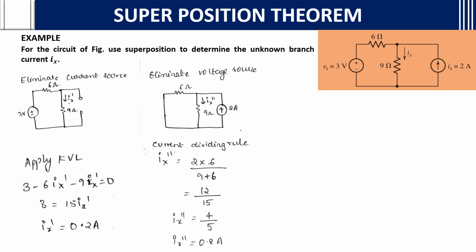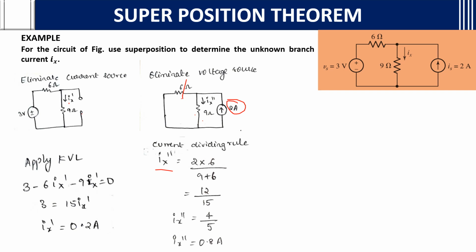Current dividing rule is very easy. If there are two resistors in parallel in this way, and you want the current Ix double dash in this 9 ohms, what we need to do is: Ix double dash in 9 ohms is equal to the whole current, 2 amperes, into the opposite resistance, 6, divided by 9 plus 6, the addition of the 2 resistances. Then you will get Ix double dash as 0.8 amperes.